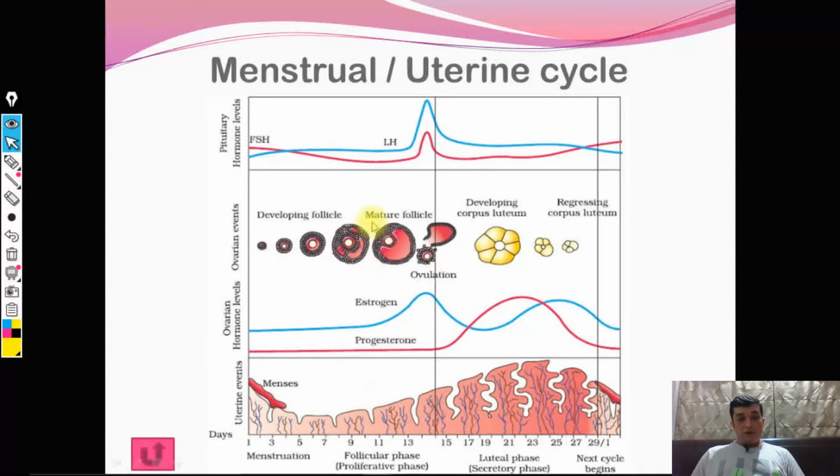And follicular, because of the development of ovarian follicles, right. So these two names have to be understood: why we have given the name follicular phase, and why we have given the name proliferative phase.